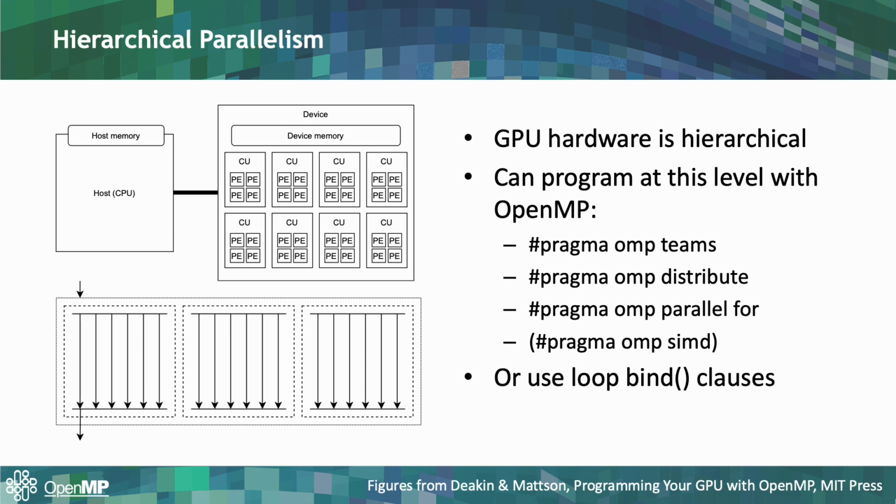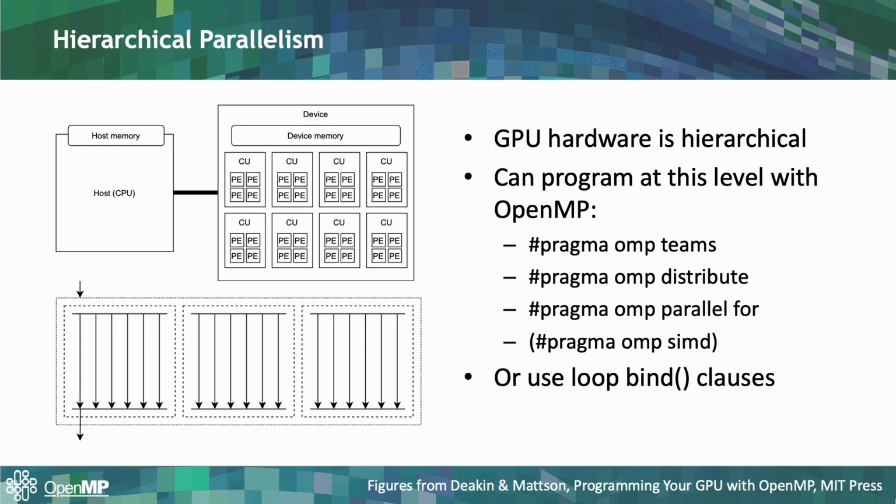What's interesting here is the model of the GPU that I've shown at the top of the slide shows a kind of two-level hierarchy. We have compute units, each of which is made up of multiple processing elements. But OpenMP allows us to express these three levels of hierarchy. We've got a league of teams, each of which can run parallel threads, and each of those threads that's running in parallel in a team could be vectorized with SIMD instructions.